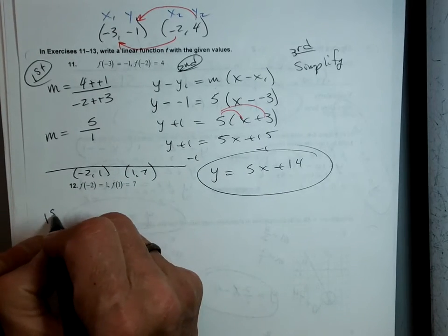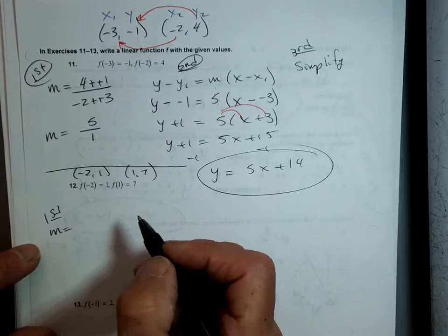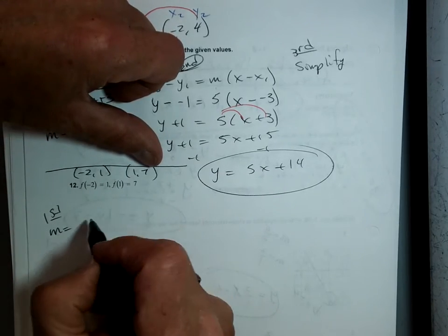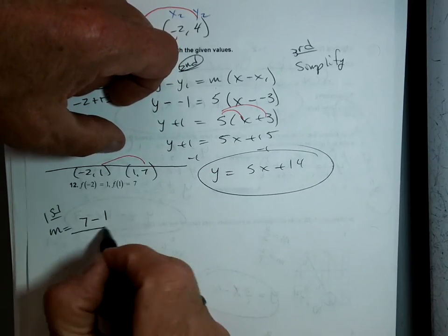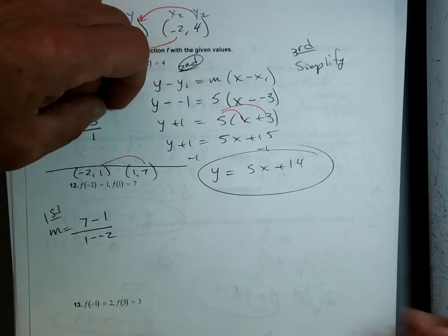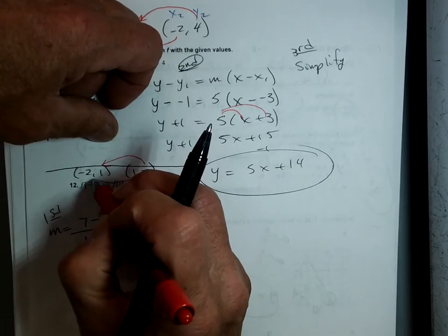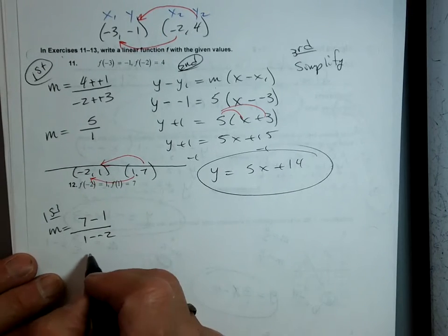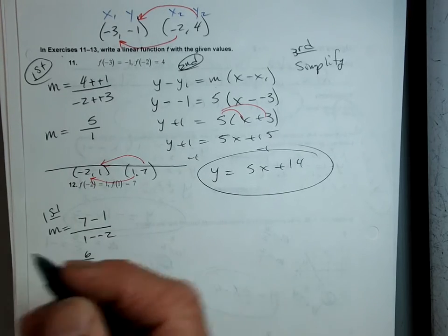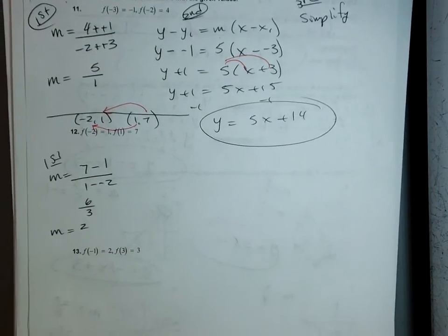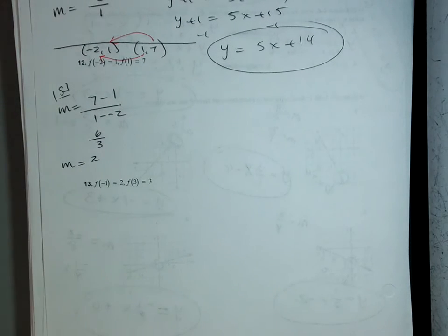First step, m equals 7 minus 1, this one minus this one, over 1 minus negative 2, okay? This one minus that one, okay? So I get a 6 over 3, or my slope is 2. I'll let you catch up, okay? So, I went 7 minus 1 over 1 minus 2. I got a 6 over 3, which is 2, okay?